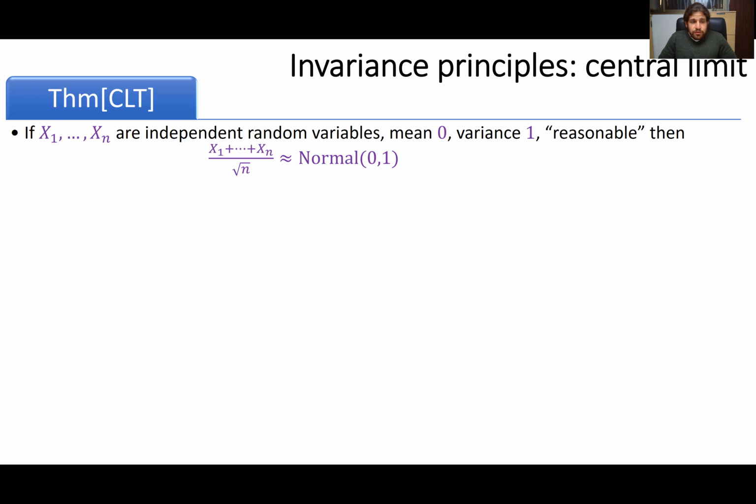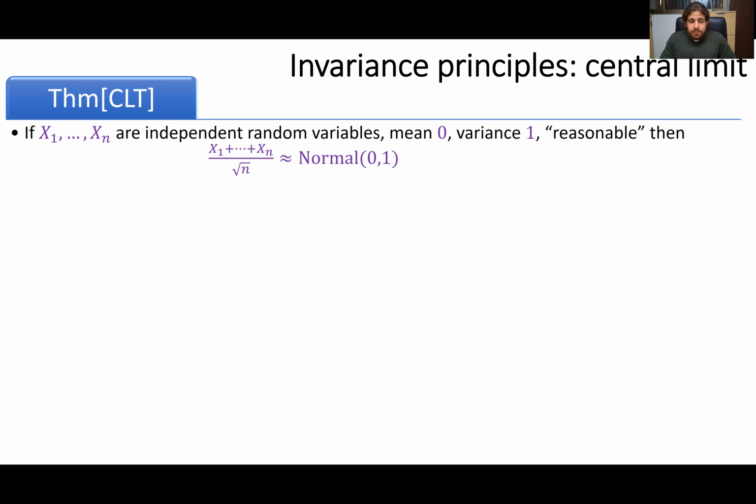It says that if we have x1 to xn independent random variables whose mean is 0, variance is 1, and otherwise they are reasonable, say they have bounded fourth moments, then if we sum up these random variables and divide by the standard deviation of the sum, namely square root of n, then we get a random variable that behaves sort of like a standard Gaussian random variable. And I don't want to get too much into details of what I mean by approximately, but you can think that these are really close distributions.